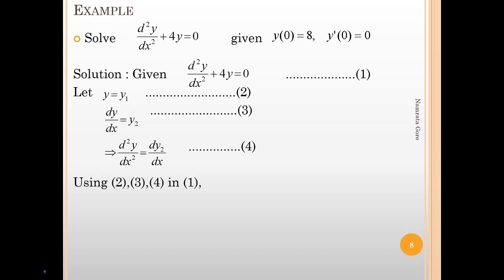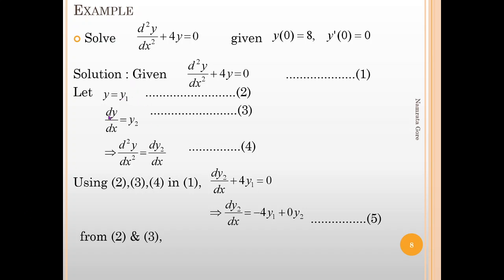Using 2, 3 and 4 in equation 1, we will substitute d2y by dx square as dy2 by dx and 4y1, because y is y1, equal to 0, and again rearranging it in the form of dy2 by dx equal to minus 4y1 plus 0y2. Now for dy1 by dx, again the concept remains the same. Again we'll be using equations 2 and 3. Again d by dx of y, so y can be replaced by y1. So the equation of dy1 by dx will remain the same for almost every example. So it is 0y1 plus y2.